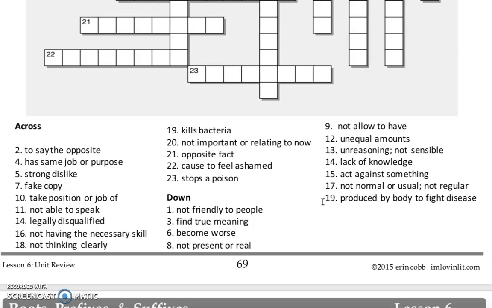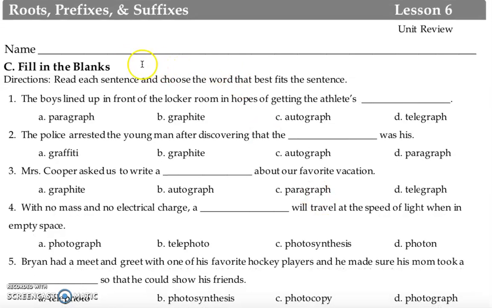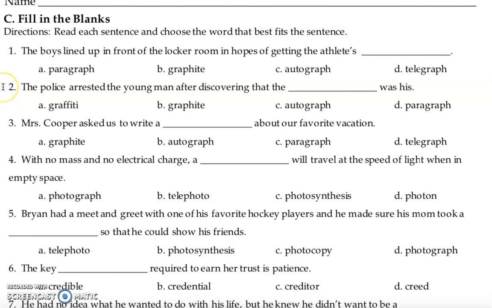This crossword puzzle only has words that contain the prefixes we learned. Part C, fill in the blanks. Number 1, the directions. Read each sentence and choose the word that best fits the sentence. Number 1, the boys lined up in front of the locker room in hopes of getting the athletes blank. Paragraph, graphite, autograph, telegraph.